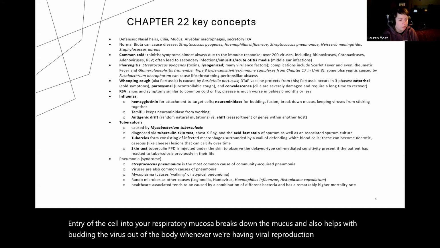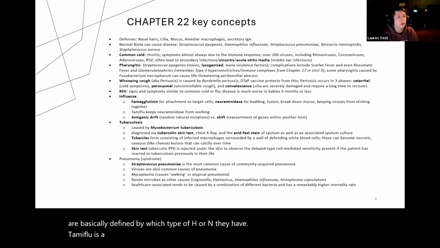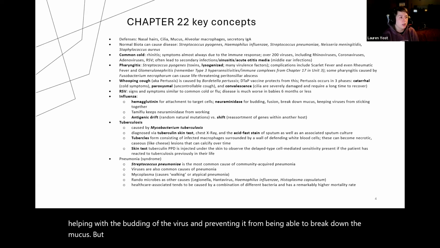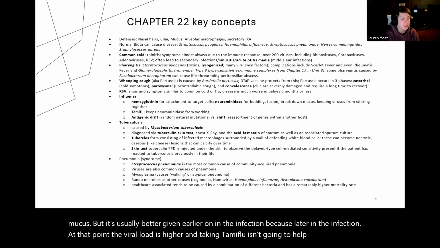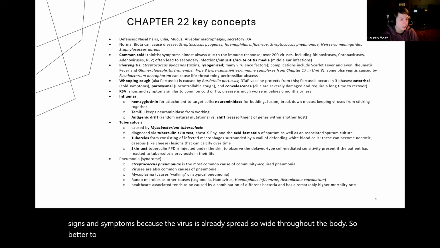And a lot of flus are basically defined by which type of H or N they have. Tamiflu is a great drug for treating influenza because it affects the neuraminidase ability for helping with the budding of the virus and preventing it from being able to break down the mucus. But it's usually better given earlier on in the infection because later in the infection, the viral load is higher, and taking Tamiflu isn't going to help with preventing signs and symptoms because the virus is already spread so wide throughout the body. So better to take Tamiflu in the early stages of illness if you are taking Tamiflu.